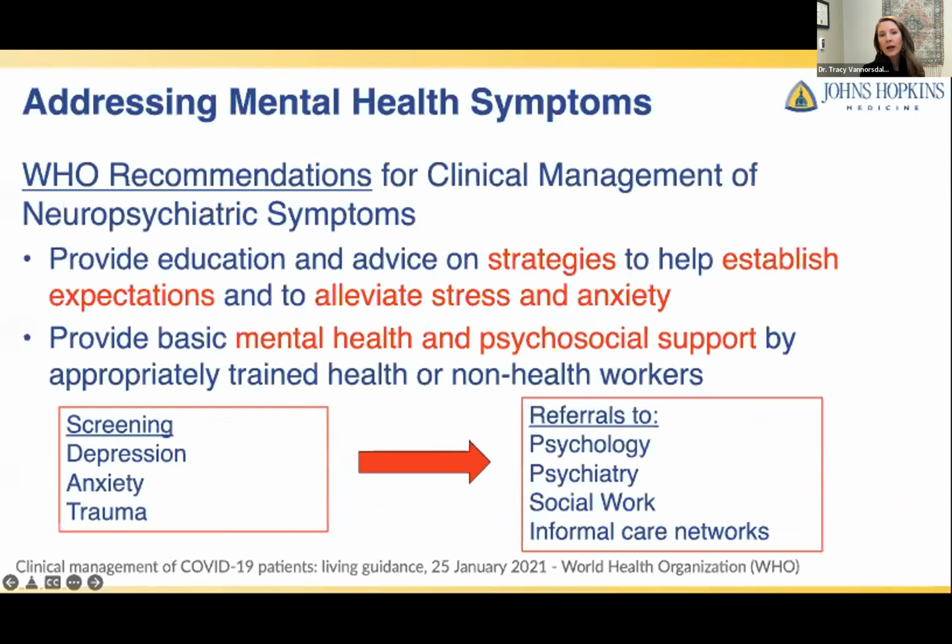So the WHO recommends, in terms of mental health symptoms, that we provide education and advice on strategies to help establish expectations and tools to help alleviate stress and anxiety. Also provide basic mental health or psychosocial support. And so part of doing that is to routinely screen so that we're able to identify which patients are in need. From a mental health perspective, symptoms of depression, anxiety, and particularly for our patients who required an ICU stay, trauma-related distress or symptoms of PTSD. Those are all things that we need to be looking for routinely, and establishing a network of referrals or care providers so that we can triage patients to the most appropriate level of care for their particular symptom needs.